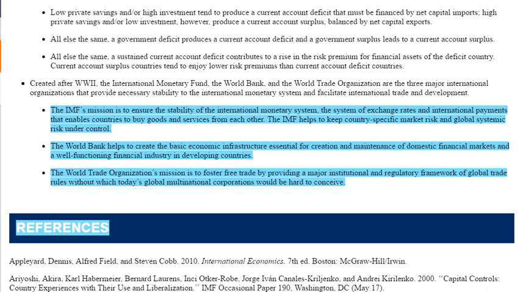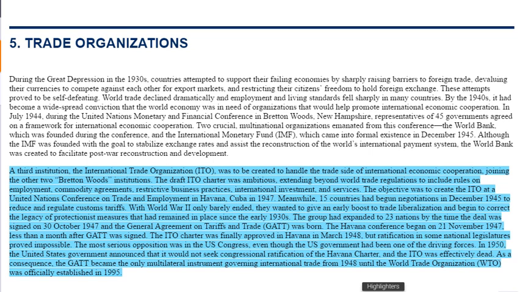But we could see from that last question, it was asking something about the GATT. So where did we find that? Okay, so I just paused the video and I scrolled back up to the beginning of the reading for trade organizations, highlighted in blue. You see there's a paragraph there that wasn't in the LOS for the reading, but it talks about a third institution, the International Trade Organization, and it was created to handle the trade side of international economic cooperation, etc.